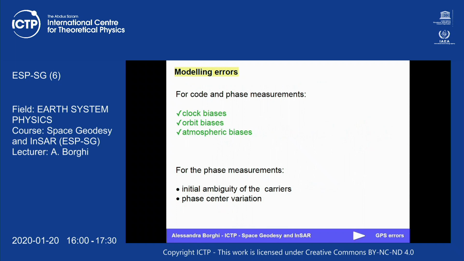Okay, in the modeling of errors, we have seen that clock bias, orbit bias, and atmospheric biases are the most important. For the phase measurement, we also have to take into account the ambiguity and the phase center variation. I think that we don't have enough time to start to see this problem.